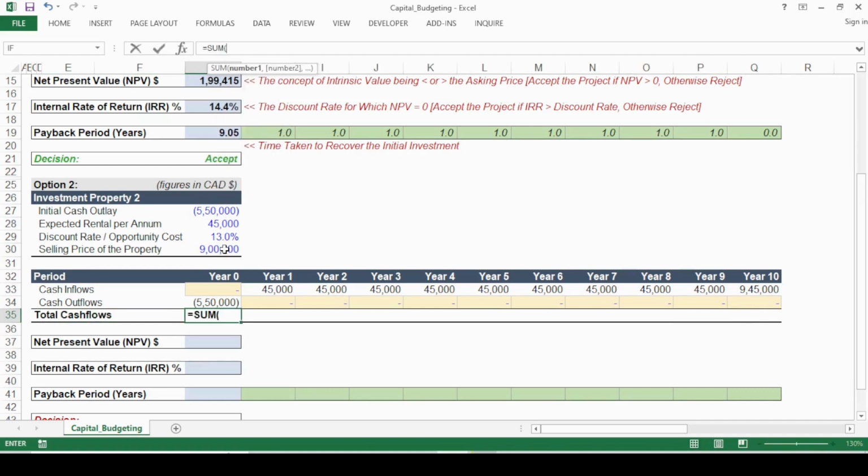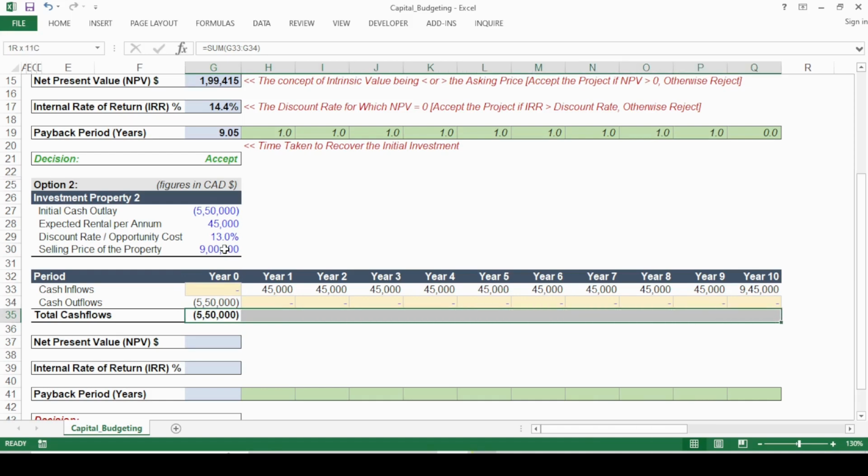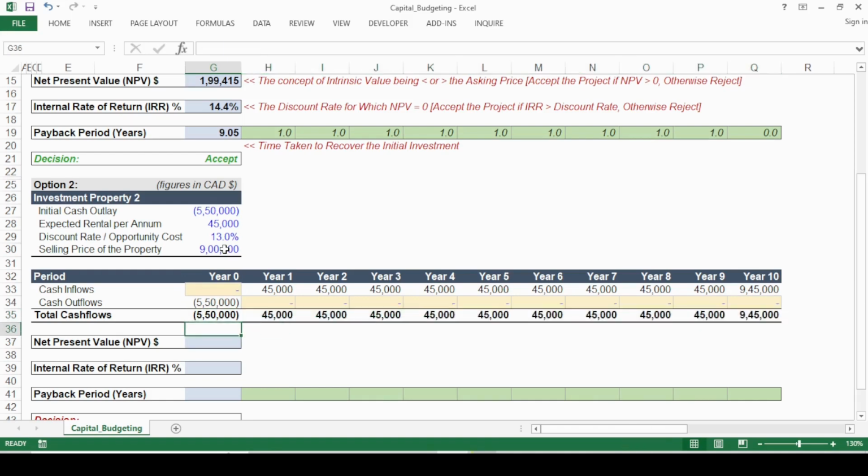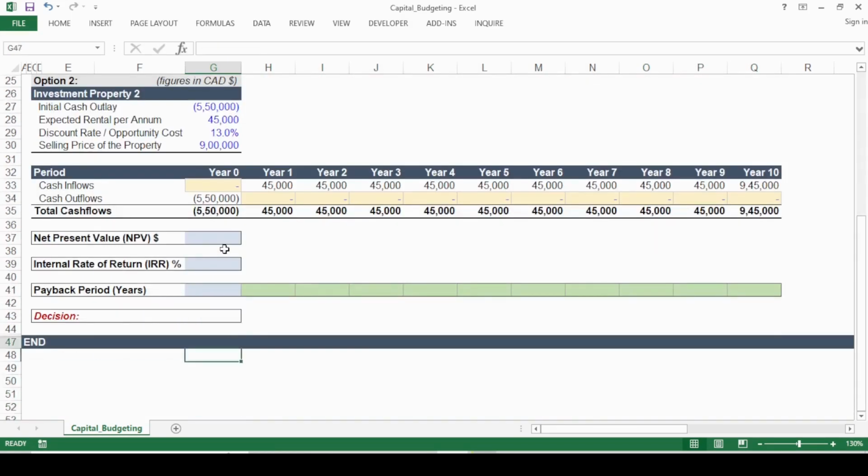Alright, so I will add all these cash here to get the total cash flows. Alright, so we have the total cash flows with us. Now we can compute the net present value. So for this I will take the initial cash outlay and then I will add the present value. For this I will go to discount rate and then we'll select all these cash flows in the subsequent periods.